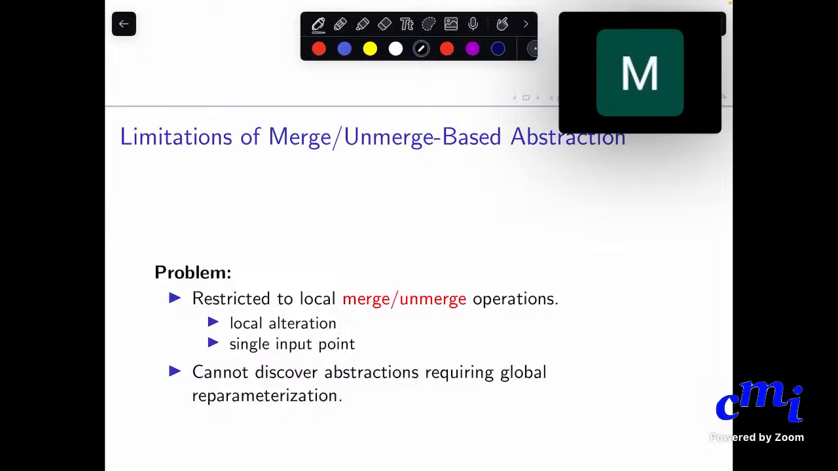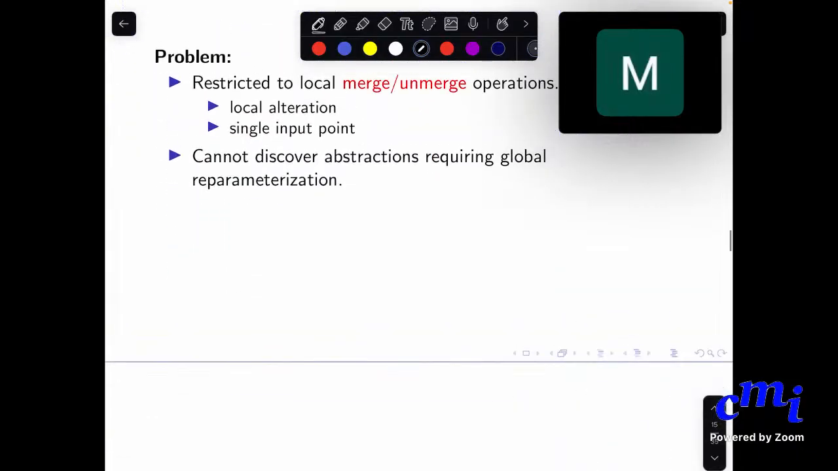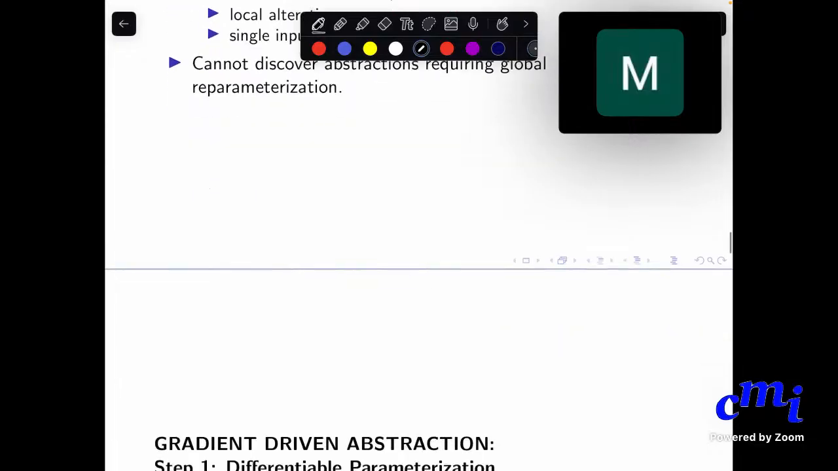It might happen that two neurons might have very different values, but have a similar effect ultimately in the later layers. So as they have the similar effect in the later layers, they should be abstracted together. But it might not happen since the values in this layer vary vastly. So the local approach is one of the greatest limitations of the merging and unmerging technique. And yeah, that's what I said: they cannot discover abstractions requiring global reparameterizations. What does that mean? We will proceed and we will see.